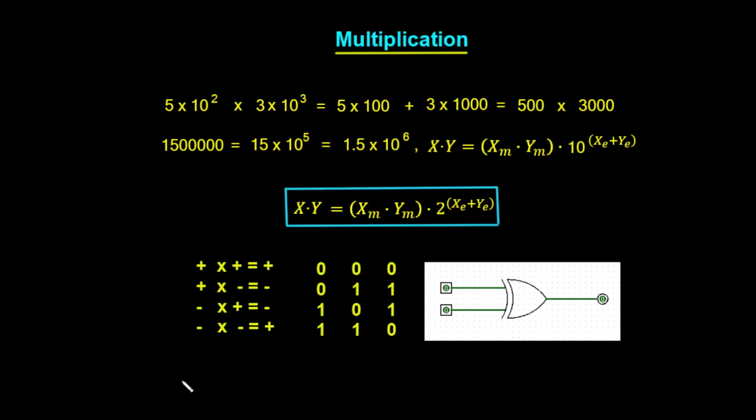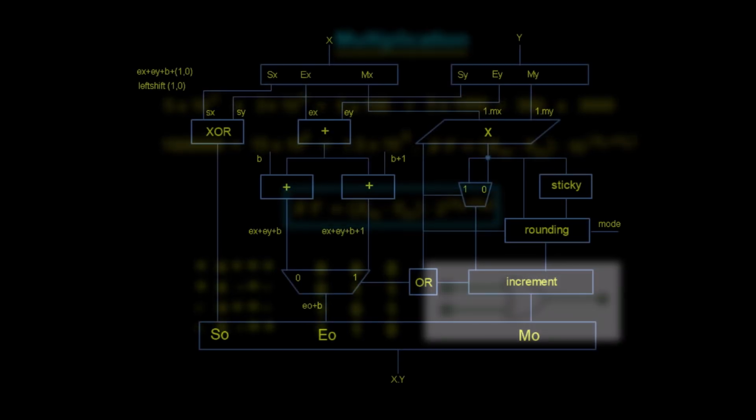So this is the basic idea. We use the exclusive OR to give us the sign of the result. We multiply the mantissas together. We add the exponents, and we may have to do a normalization. So let's have a look and we'll see the overall circuit that's going to do this for us.